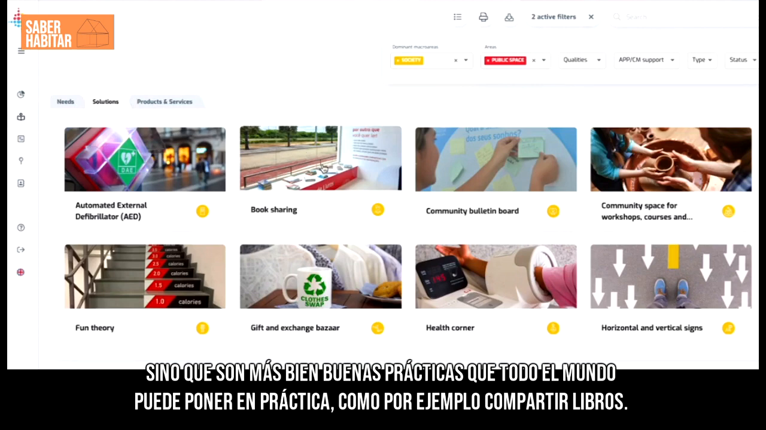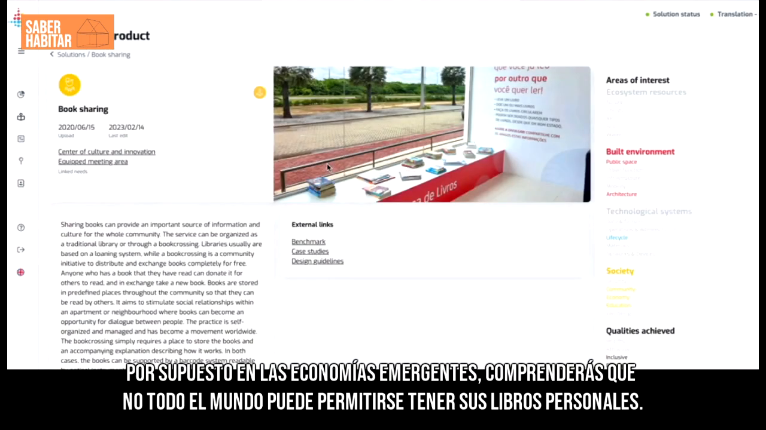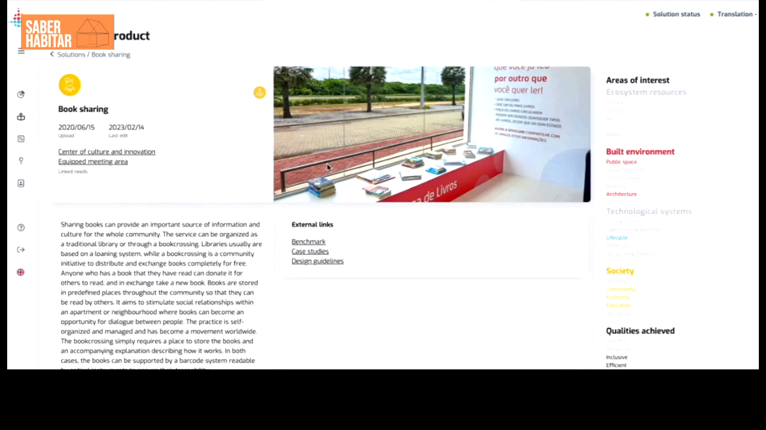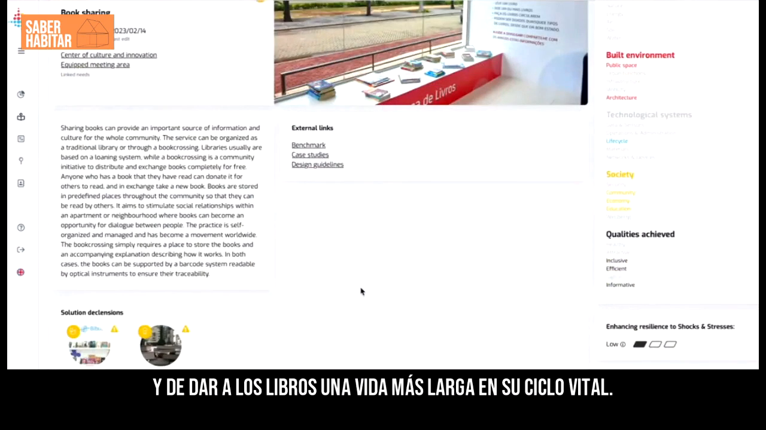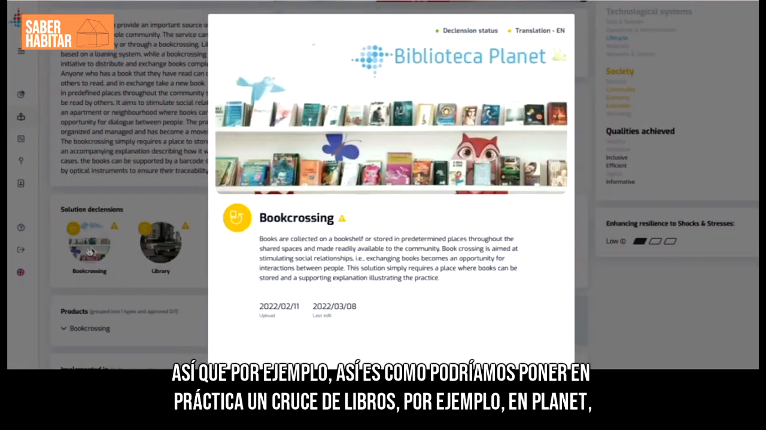Like, for instance, book sharing. Of course, in emerging economies, you might understand that not everybody can afford to have their personal books. And this is also a way to connect with other people, to share their richness, and to give the books a longer life cycle. So for instance, this is how we could put book crossing into practice.